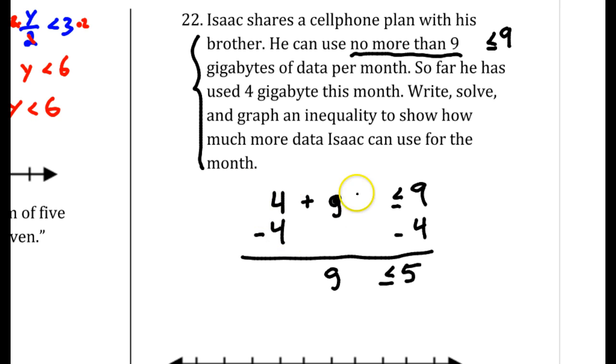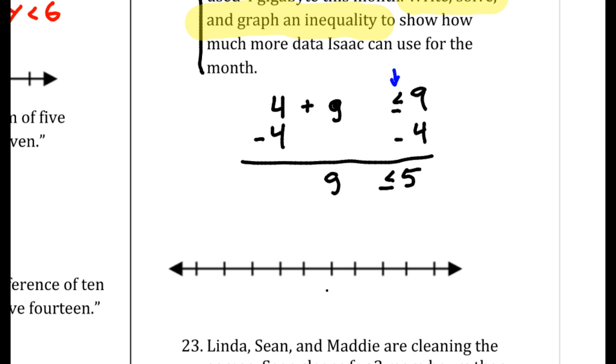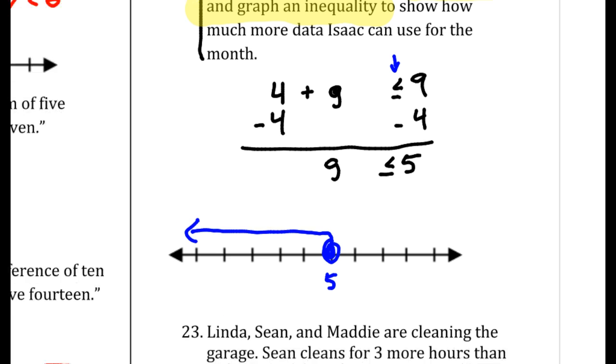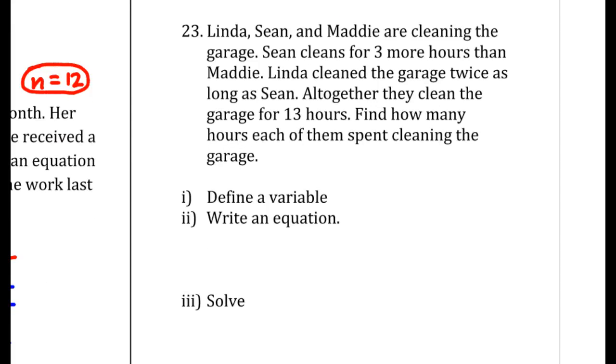Okay? And then, of course, write it as an inequality. You must follow the directions when they say write, solve, and graph an inequality. Okay, so there's many ways to show this, but there are fewer ways to show this algebraically using an inequality. So don't get fixated on, well, I know it has to be 5 or less. Okay, that's fine, but write it out as an inequality. And of course, go ahead and graph it, and we have 5 gigabytes or less. That way we don't go over 9 total.